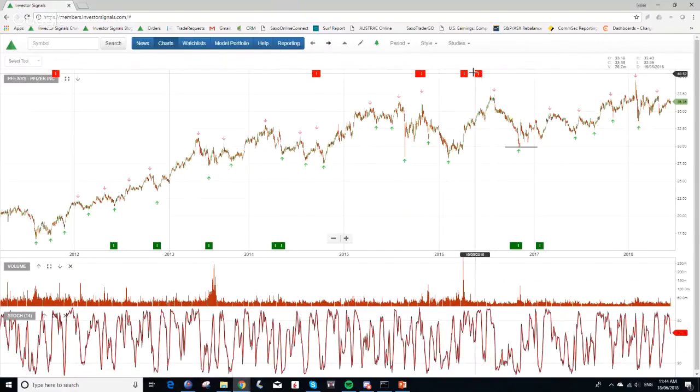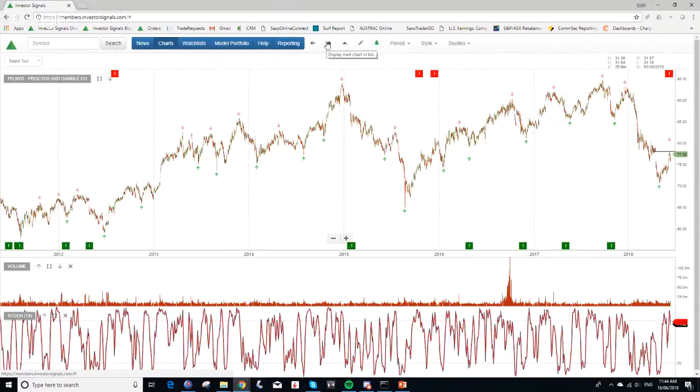Pfizer switched from sell conditions to buy in late 2016 at around $30. The stock's now trading at $36. Procter & Gamble was removed from the model, so we had a sell signal in that late last week.